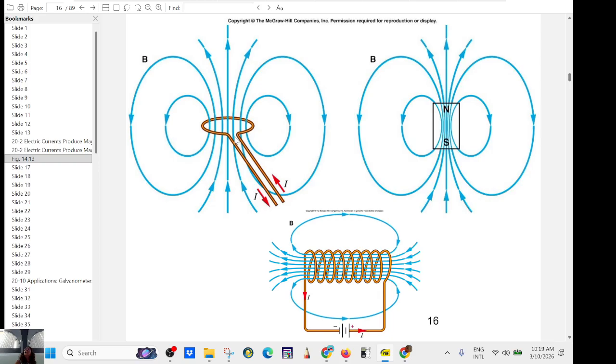It's a curl. In vector analysis, vector calculus, it's called the curl. The magnetic field is always curling. It's behaving like a bar magnet, out of the north into the south. Is that clear?